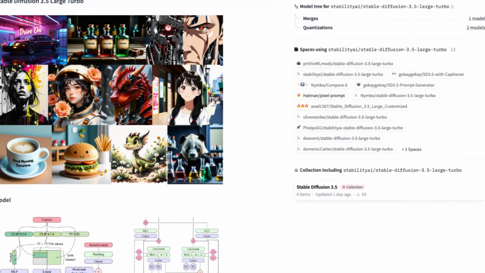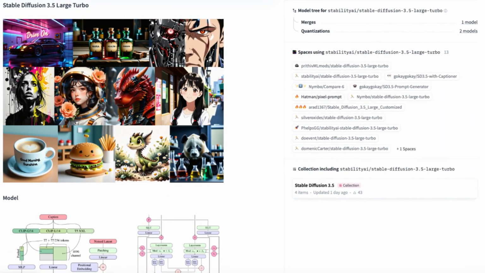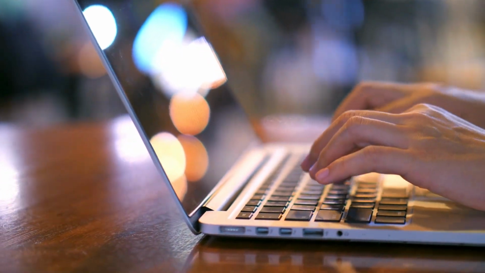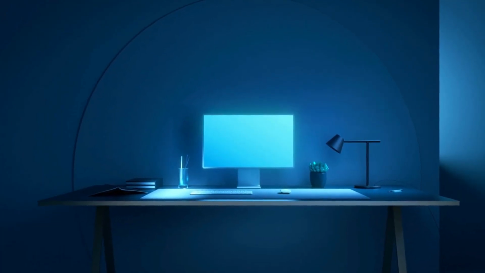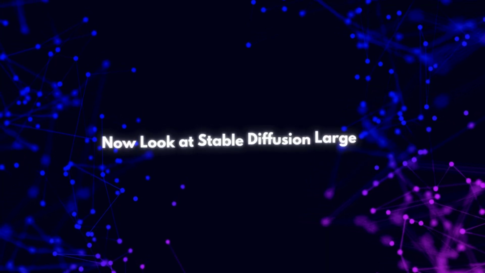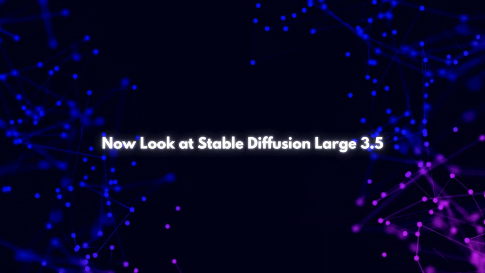Turbo 3.5 is great for when you need to make a lot of pictures quickly, or just want to try out some ideas. It's also very simple to use on regular computers. This type will work well on both laptops and basic desktops, so you won't need any fancy tech to use it. Now look at Stable Diffusion Large 3.5.